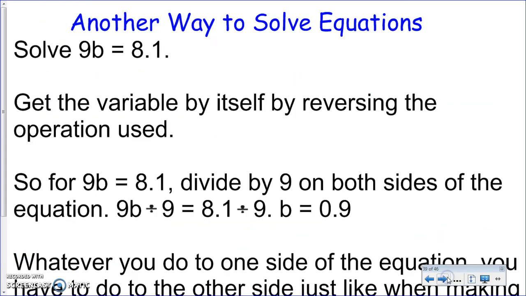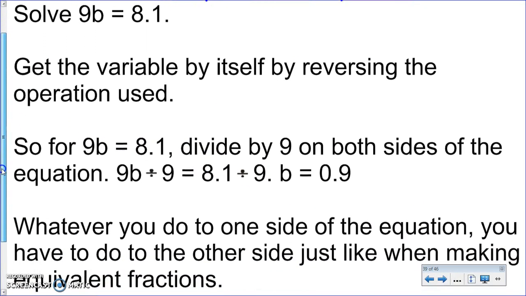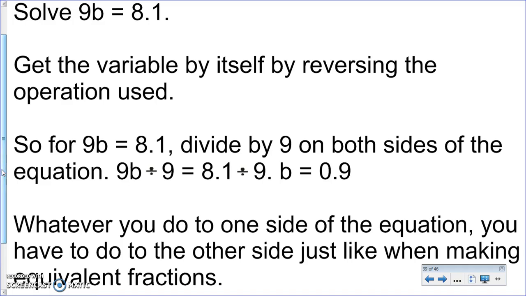So the other way to look at it is to get the variable by itself by reversing the operation. If we have 9b equals 8 1/10, that means 9 times b equals 8 1/10. To get the variable by itself, we're going to divide by 9 on both sides because division reverses multiplication. So 9b divided by 9 just equals b, because 9 divided by 9 is 1, so 1b is just b. And 8 1/10 divided by 9 is 9/10, so b equals 9/10.